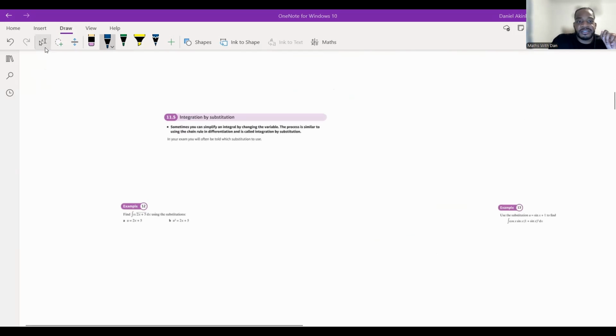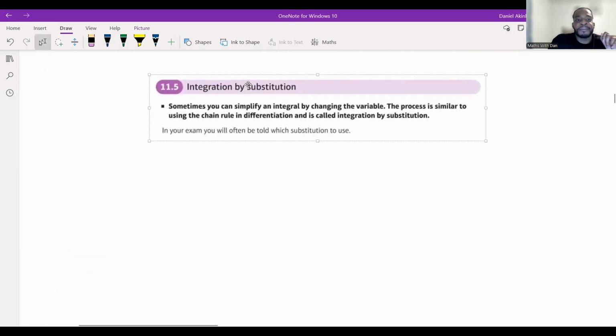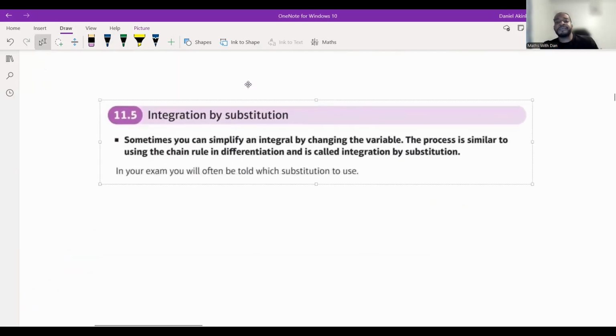Now, let's just read what this says. It says here that sometimes you can simplify an integral by changing the variable. The process is similar to using the chain rule in differentiation, and it's called integration by substitution. In a sense, when you're first taught the chain rule, when we did it in September, we said that we're going to let something equal u and then use algebra and differentiation to rewrite it into something easier to differentiate. Integration by substitution is the same kind of process.